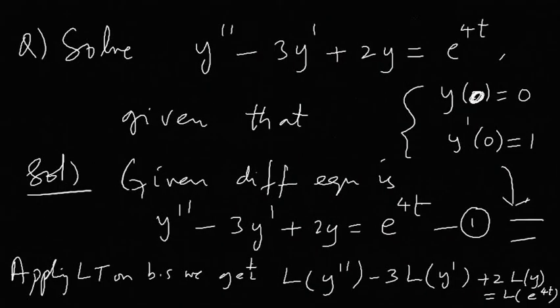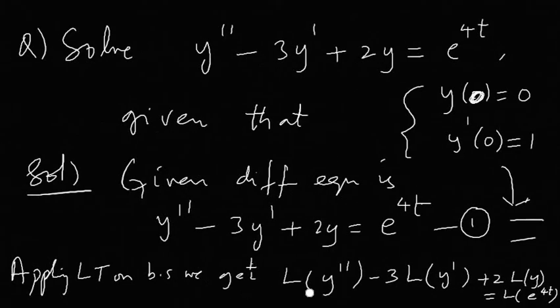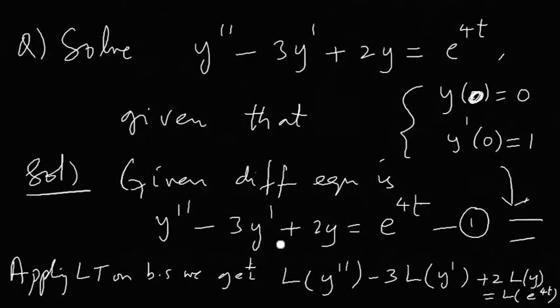What is the value of L of y double dash? Just now I said that it is s square into L of y. First of all, that second power will appear for second derivative, second power of s, and L of y will be there. Then falling down, power of s, y of 0 will be there, then minus s power 0, that is nothing but 1, y dash of 0. First L will disappear, y will appear, then derivatives will start increasing from here. So this is completely the value for L of y double dash.